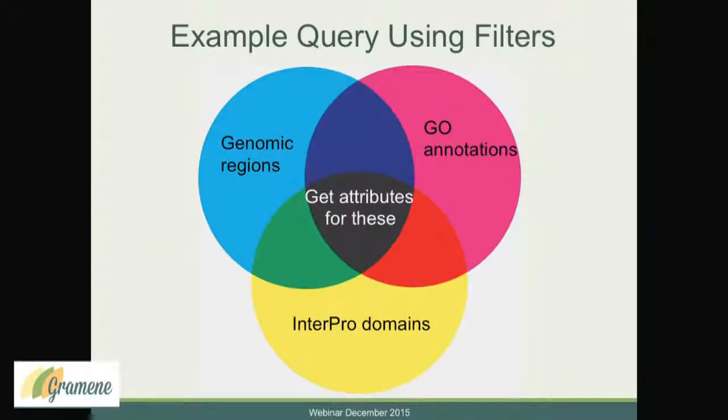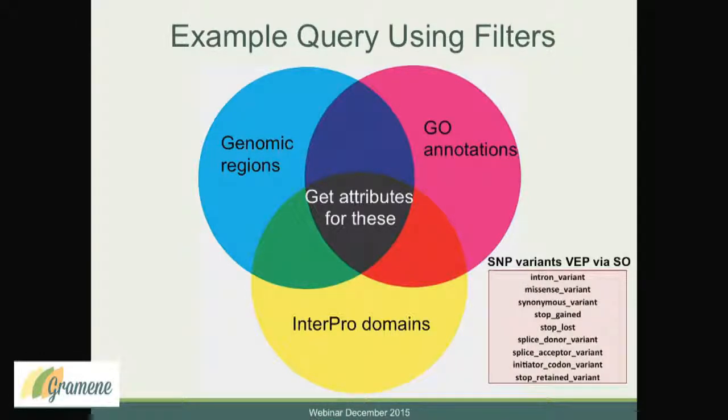Another way to look at this query is that we are looking for those attributes in the middle, in the intersection region of genes within the genomic regions of interest with GO annotations or InterPro domains that define a functionality for this region. And for this set, I am going to use the predicted variant effects, using sequence ontology terms like those in the list. In this case, we talk about stop gained.